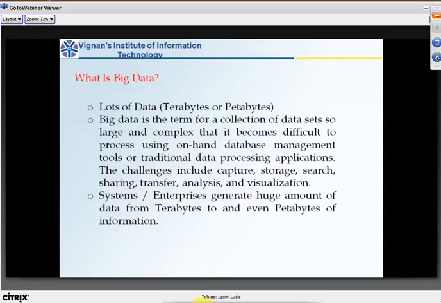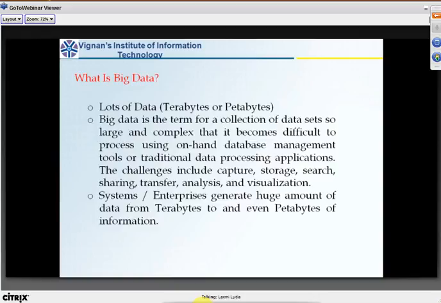Generally, we define big data as a collection of data sets so large and complex that it becomes difficult to process using traditional data processing applications. Like we used to process with database management tools, using Oracle or SQL Server, something like that. We used to perform small analytics, but we are facing a lot of problems in handling traditional data processing.